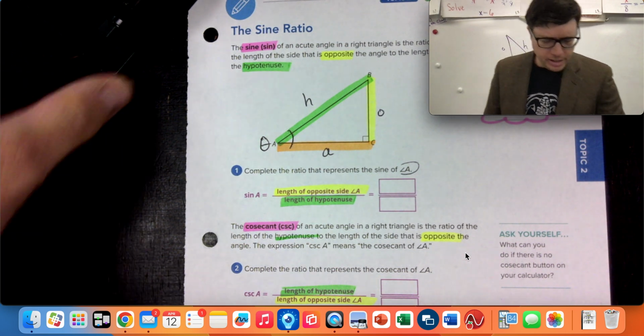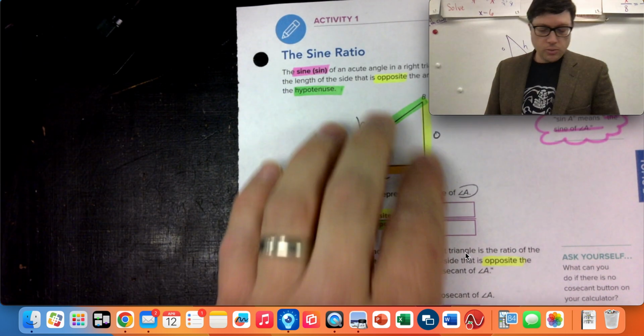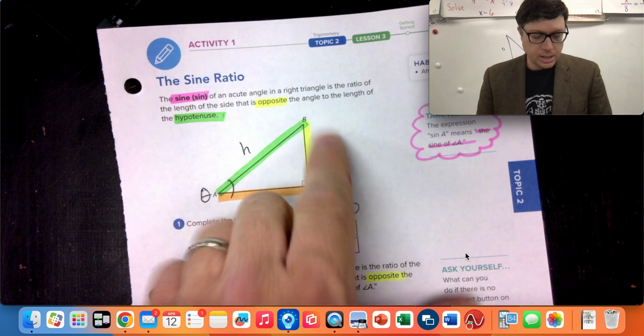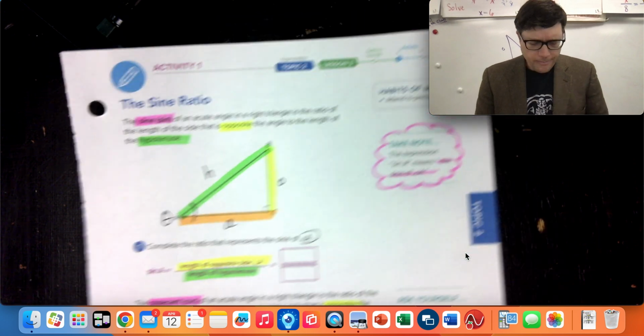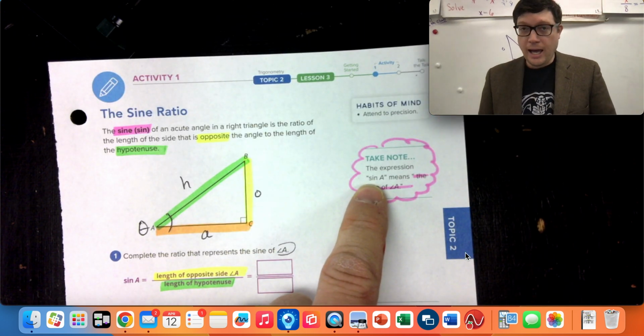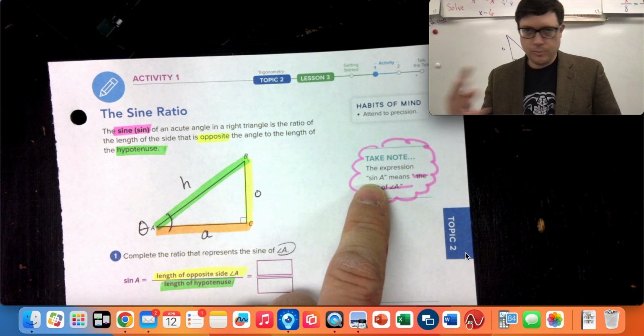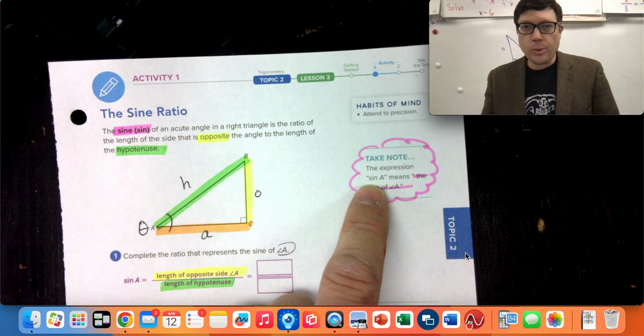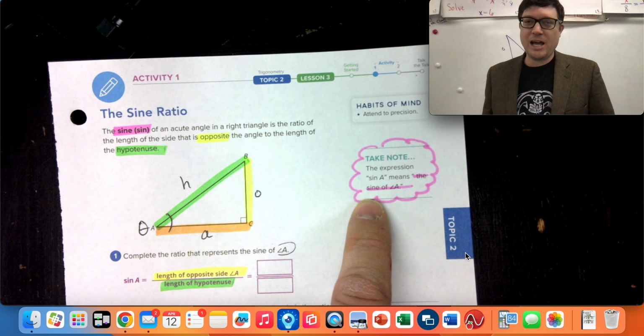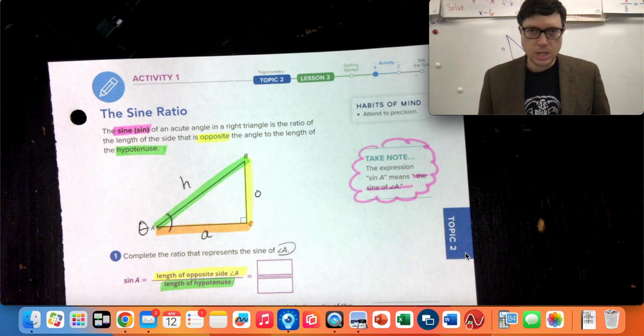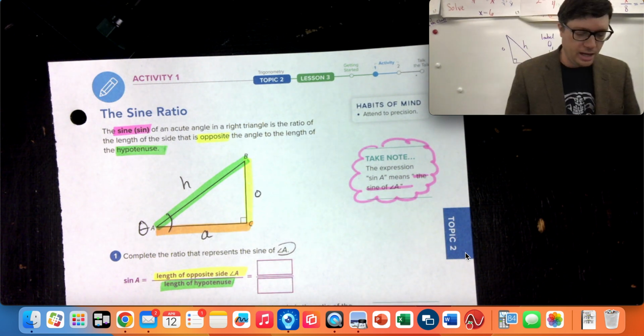It's the sine of an acute angle. It's the ratio of the opposite side to the length of the hypotenuse. And remember, when we see sin A, what we're going to start saying out loud in our minds, and when we read it out on paper, is the sine of angle A. Not sin, sine, the sine of angle A.